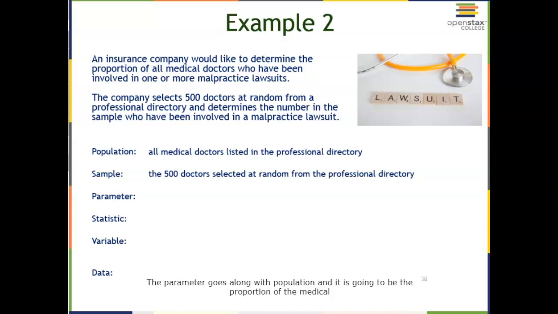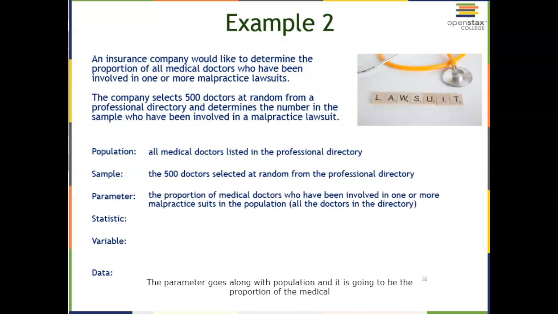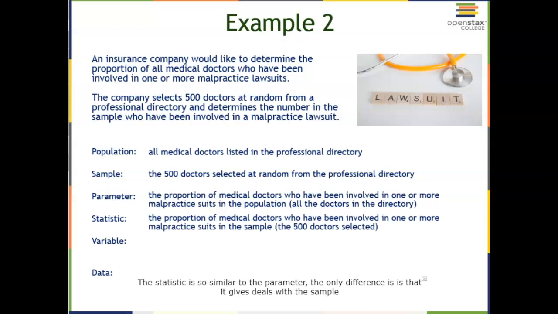The parameter goes along with the population, and it's going to be the proportion of the medical doctors who have been involved in a malpractice lawsuit. The statistic is so similar to the parameter. The only difference is that it deals with the sample and not the whole population. So the statistic is the proportion of medical doctors who have been involved in one or more malpractice lawsuits in the sample.